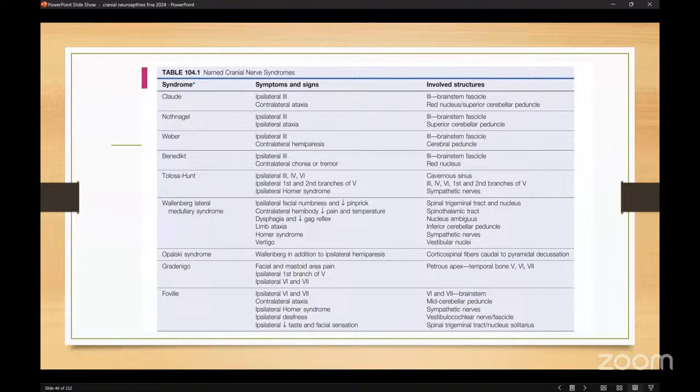Fifth nerve and Gradenigo is fifth and ipsilateral sixth and seventh cranial as well. And in Foville's, it is ipsilateral sixth and seventh and contralateral ataxia, ipsilateral Horner, ipsilateral deafness, and ipsilateral impaired taste and facial sensations.